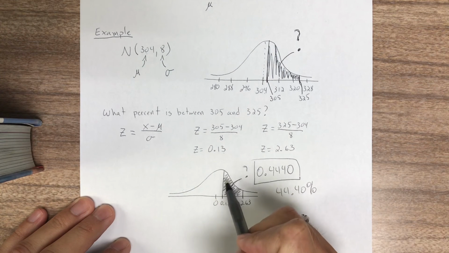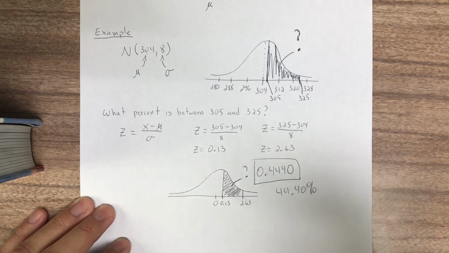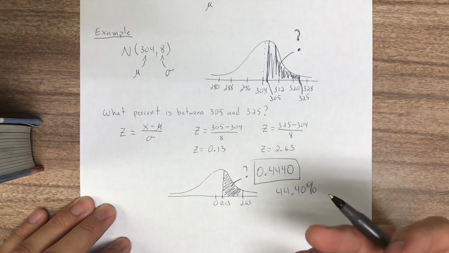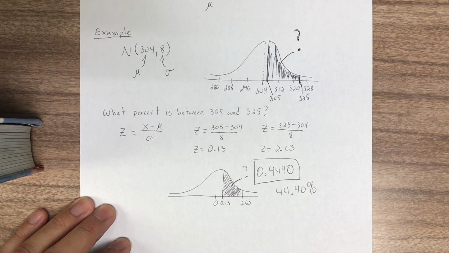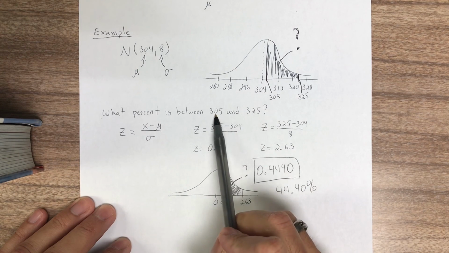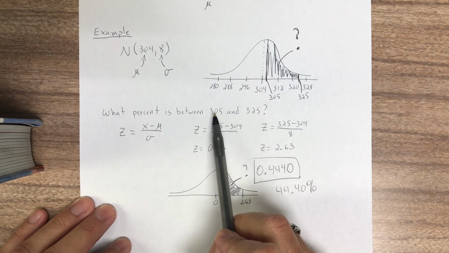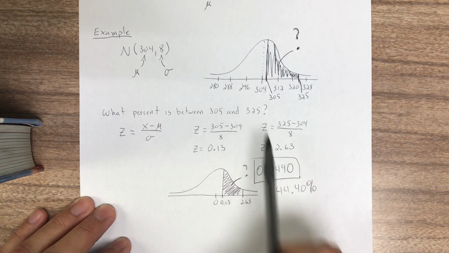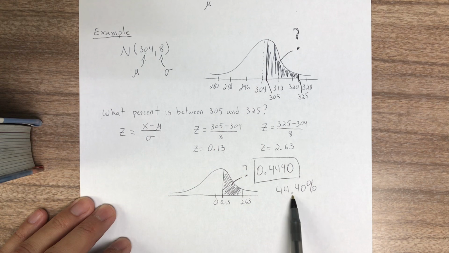Now, this can also be considered as the probability, because probability is a proportion, it's a fraction. You can find the probability by dividing the number of outcomes you want by the number of total outcomes. So you can say that the probability between this value and that value, the probability between 305 and 325 is 44.40%.